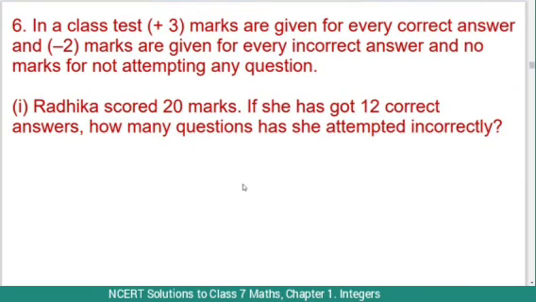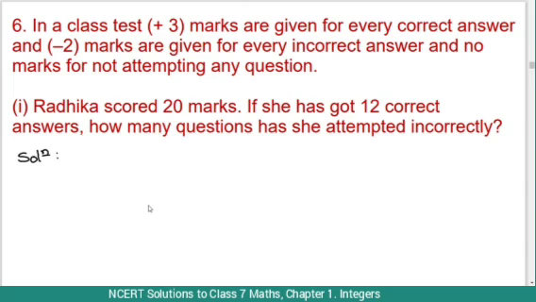Sixth question. In a class test, plus 3 marks are given for every correct answer and minus 2 marks are given for every incorrect answer and no marks for not attempting any question. First one, Radhika scored 20 marks. If she got 12 correct answers, how many questions has she attempted incorrectly?